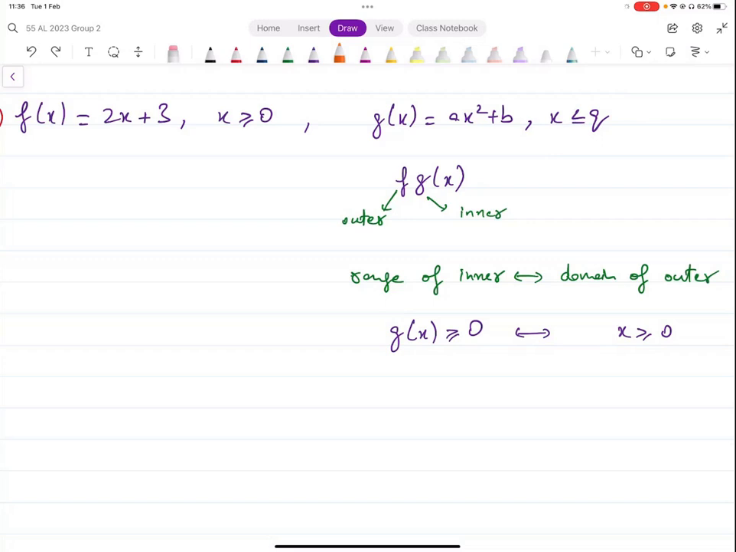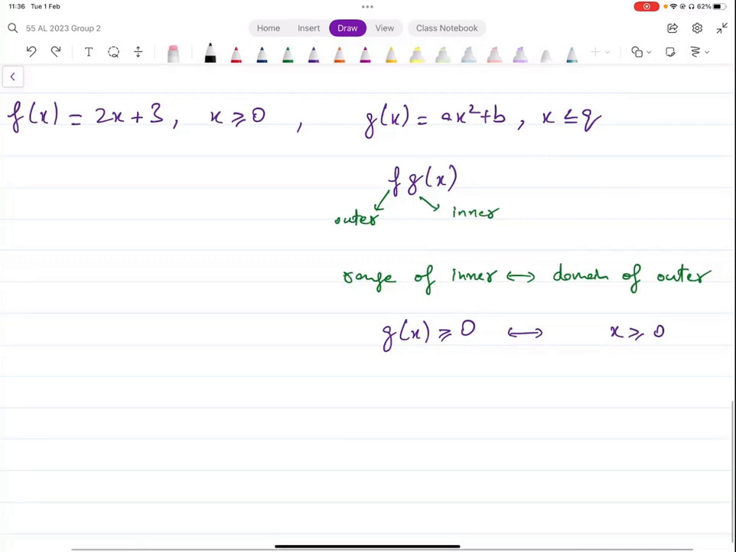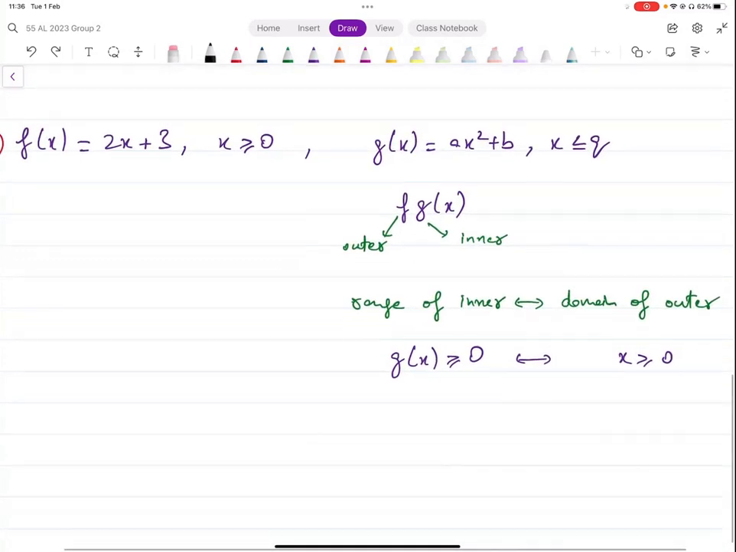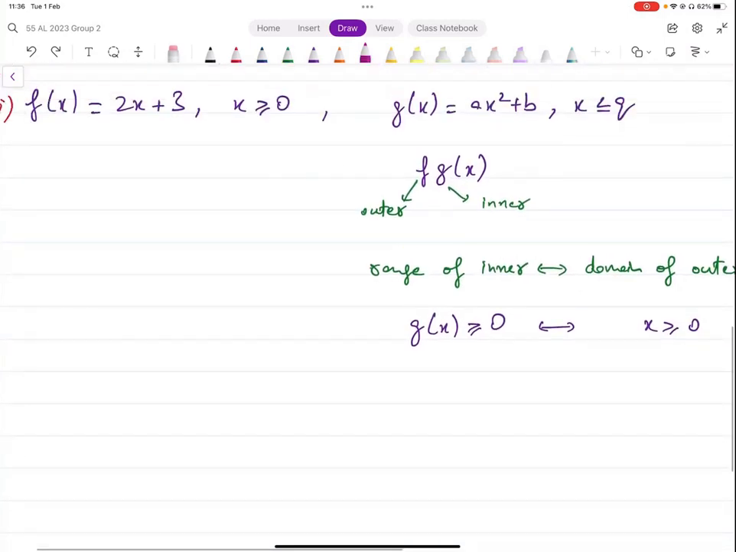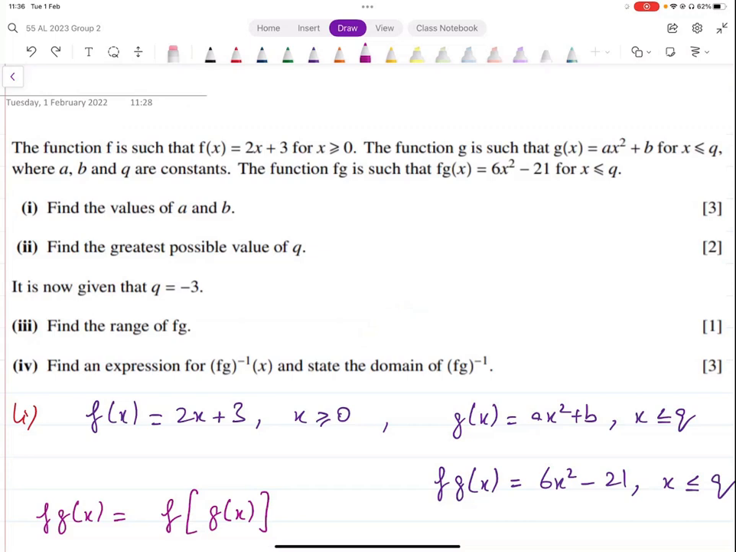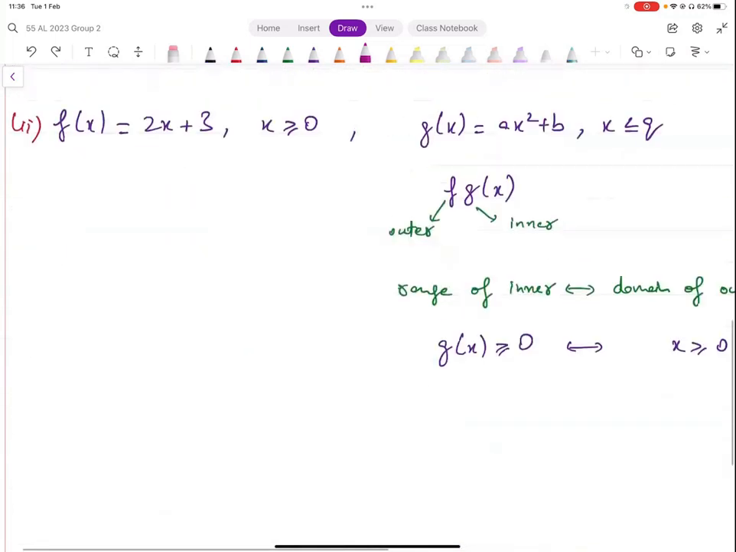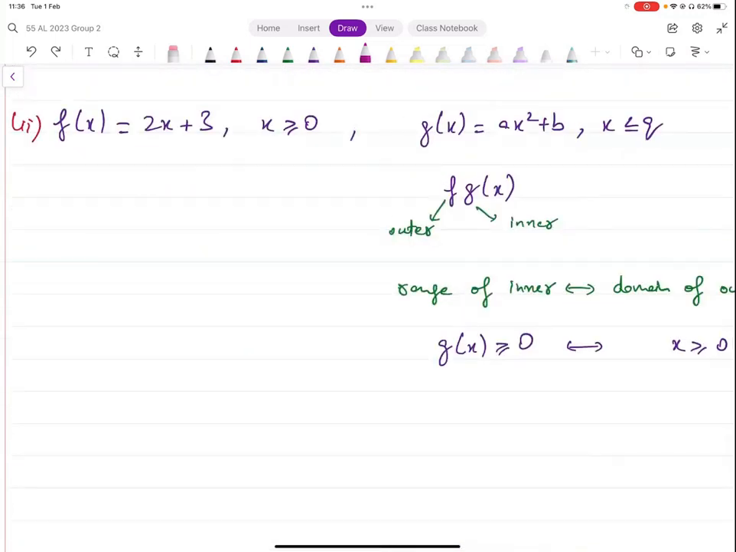Range of the inner function and the domain of the outer function, we're looking at the relationship for them. Domain of the outer function वो क्या थी? It was x greater than or equal to 0. That's the domain of the outer function. That means the range of the inner function should also be the same. Okay? That gives us g of x greater than or equal to 0.